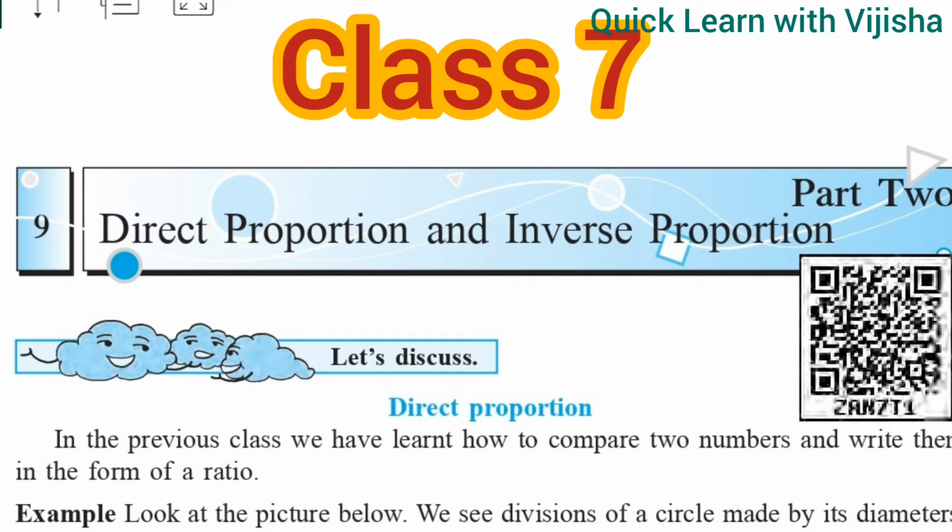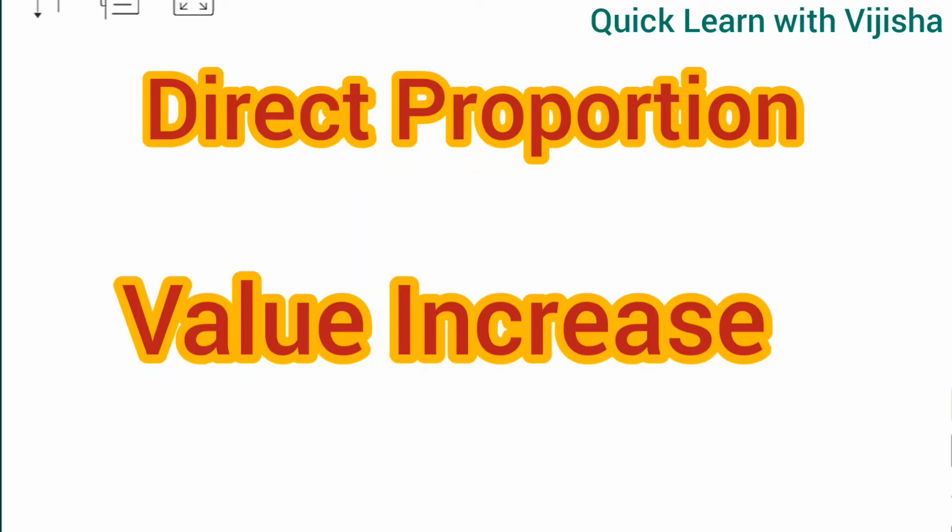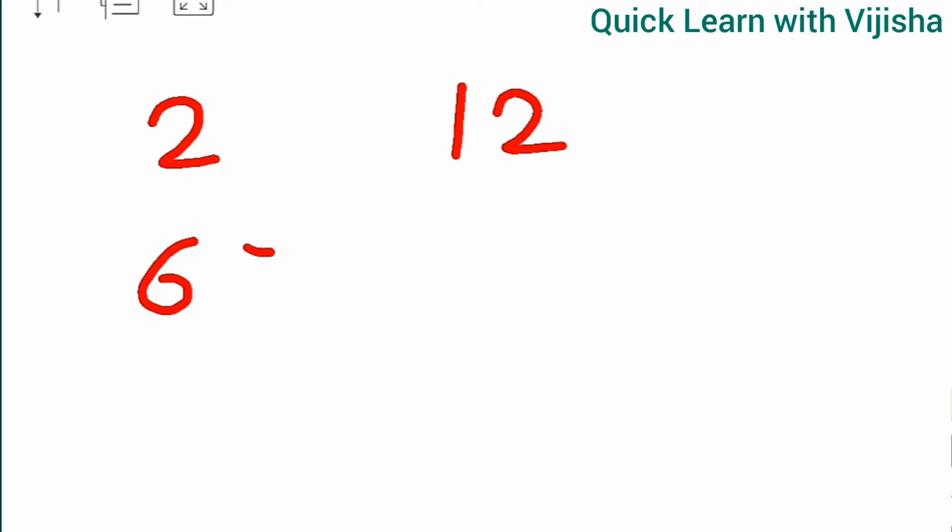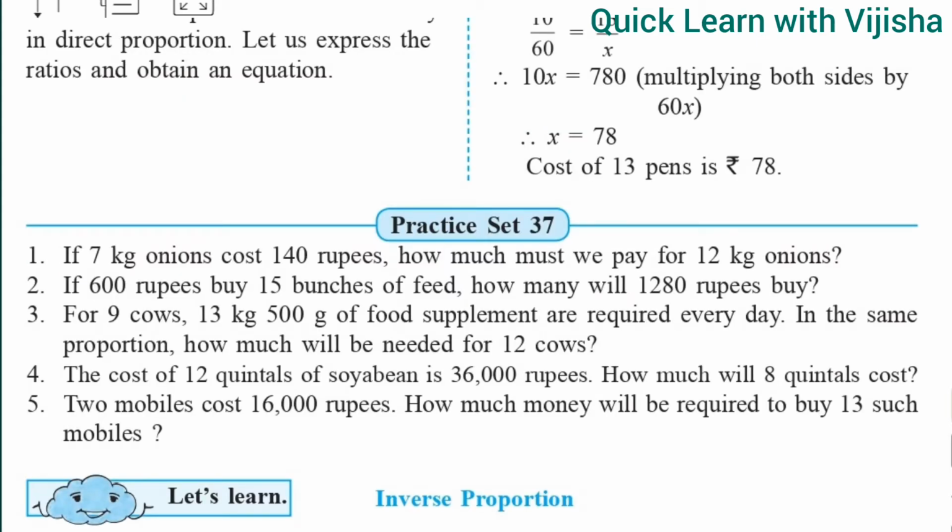Today we will see, for class 7, a new topic: direct proportion and inverse proportion. First we will understand what direct proportion and inverse proportion are. Direct proportion means the questions in which the value to be found will increase. For example, if 2 pencils cost 12 rupees, what is the cost of 6 pencils? If this is asked, the value is being increased. So this is called direct proportion. In this video, first we will see what direct proportion is and we will solve some sums.